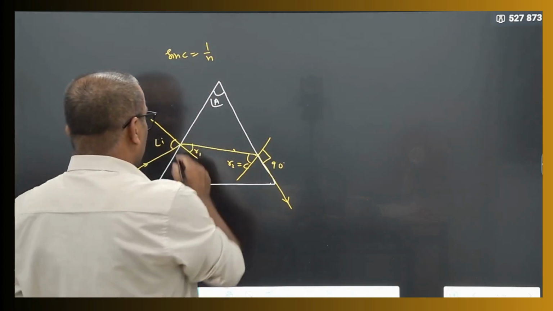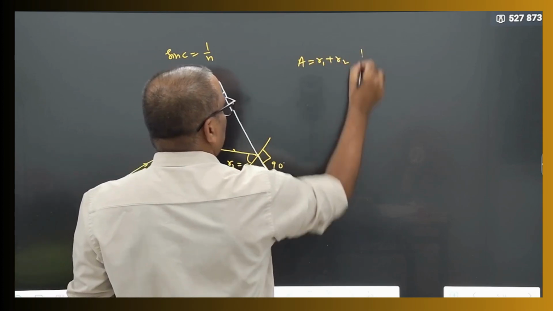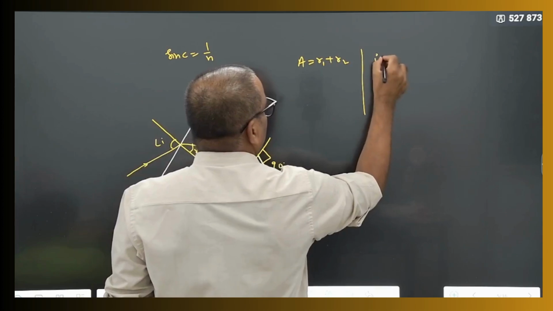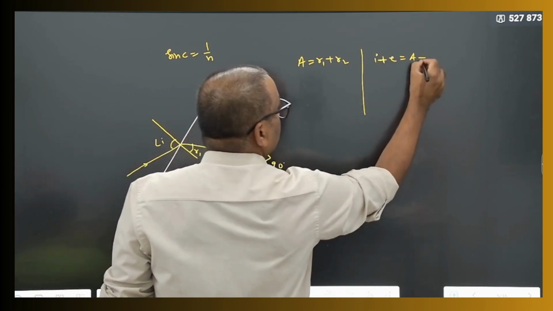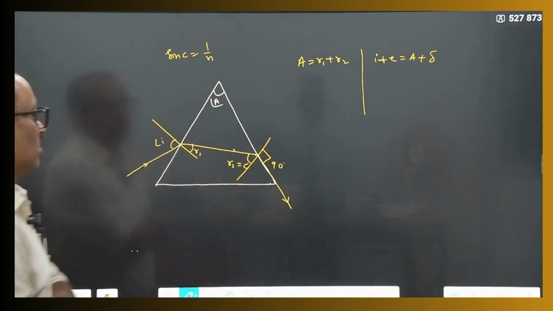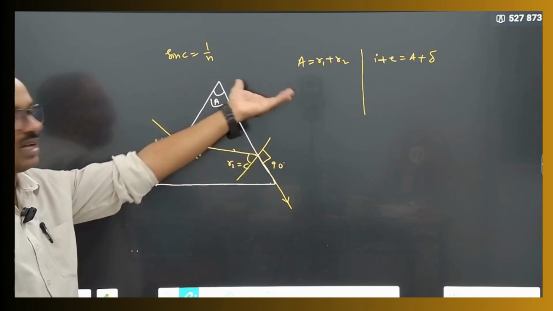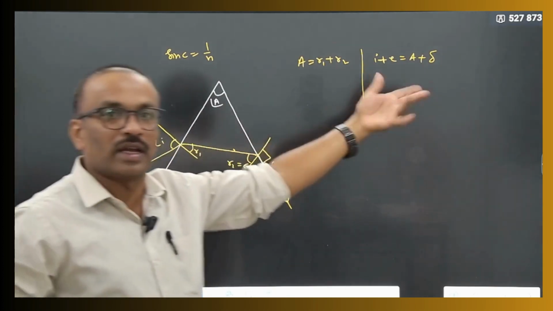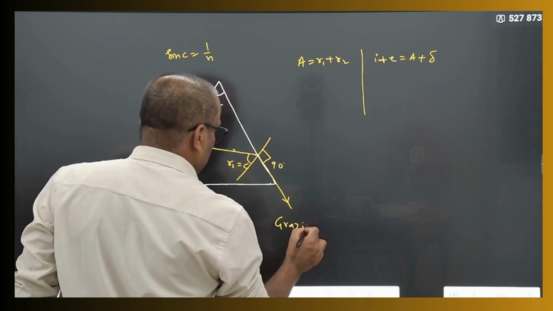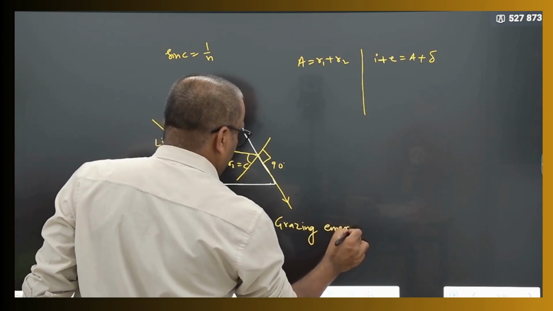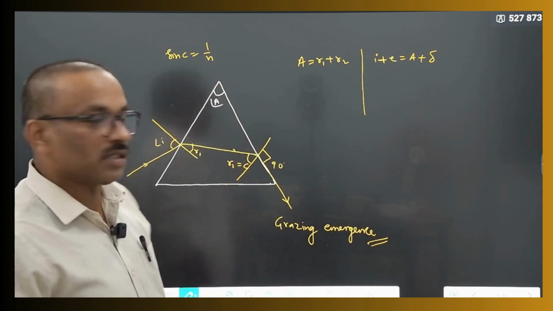Therefore here you know A is equal to R1 plus R2, and I plus E is equal to A plus delta. That's all. So apply Snell's law here. If you know this, you can calculate as per the given questions. This is what grazing emergence is. Like that, normal emergence is also there.